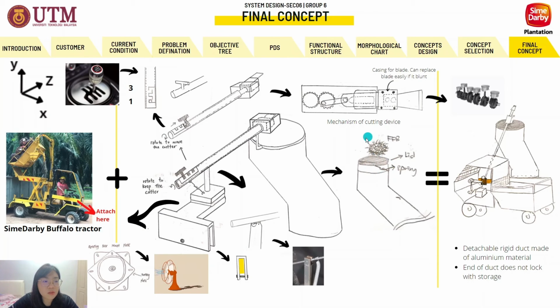The FFB will roll down to the storage following the duct shape. The detachable rigid duct will be made from aluminium material to reduce its weight. The end of duct does not lock with the storage to ease the collection of the FFB. This will be the whole cutting and collecting process of the FFB. Appropriate blend will be added to the sharp corner when considering the design perspective.